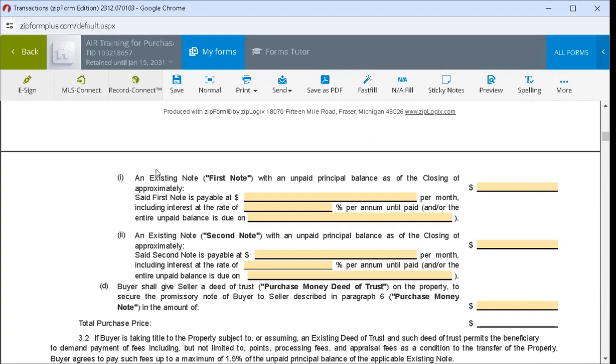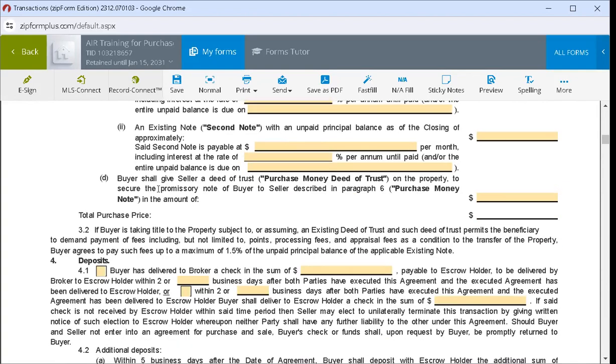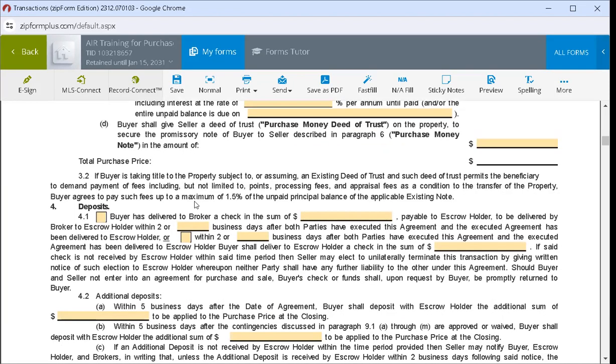So usually it's cash to new loan. So you would probably be striking out these, but in some cases you will be making an assumption. And that's something you would want to talk to knowledgeable parties on, and that can advise you on assuming and things like that. Okay. So the total purchase price is going to calculate down here.